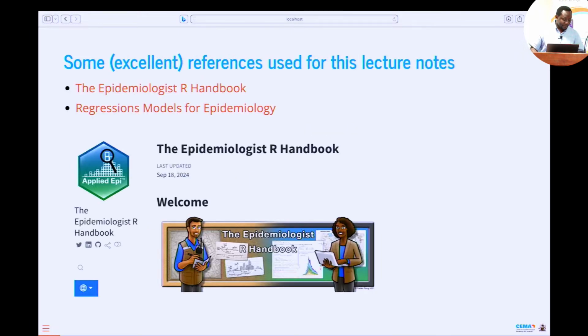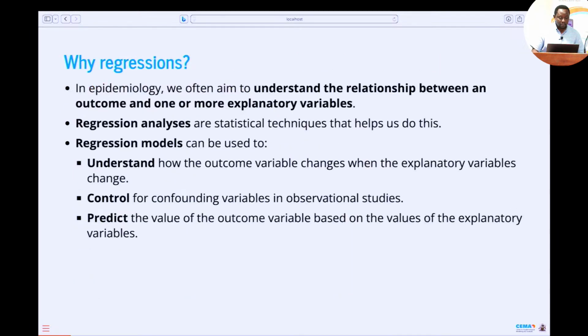There are obviously some really nice references that you could use, some of which I've used partly for these notes. One specific one, the Epidemiologist R Handbook, is easy. It doesn't have too much, it has the main concepts, you could look into that, and there are obviously numerous other resources online, books and websites that can help you improve your skills in regression.